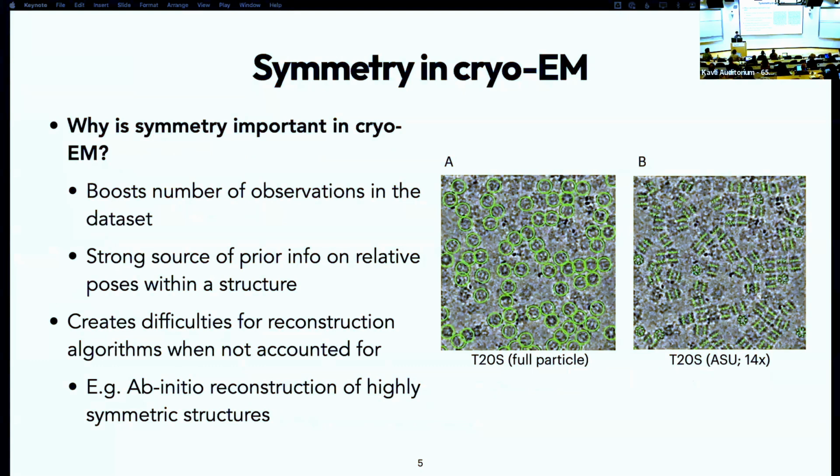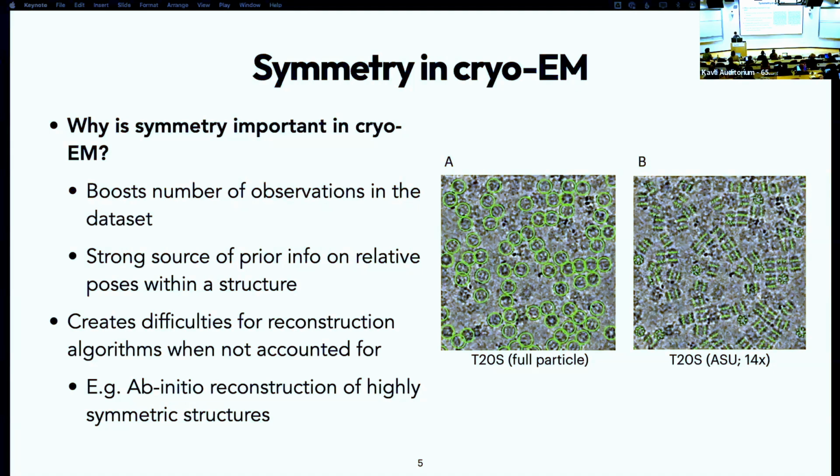So, for example, if I had a data set of 1,000 particles of the T20S proteasome, that's just 1,000 projections of the structure. However, if we know that the molecule is symmetric, for example, in this case, we know that it has D7 symmetry, though it still contains 1,000 projections of the full molecule, it contains 14,000 projections of the asymmetric unit. And so that's a 14-fold increase in the number of data and the number of projections that we have to work with.